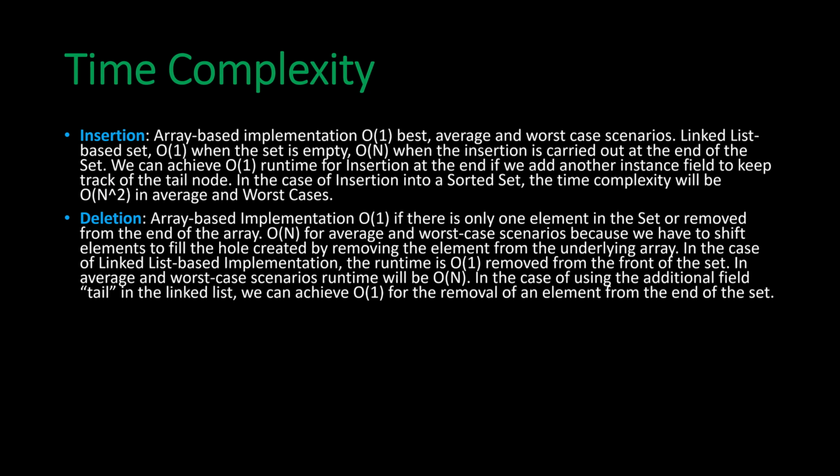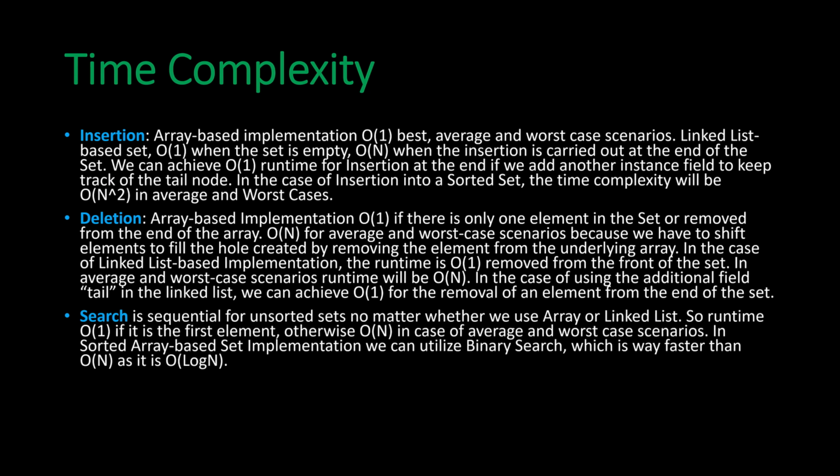In case of using the additional tail field in the linked list, we can achieve O(1) for the removal of an element from the end of the set, because in that case we do not have to iterate or traverse the linked list that is storing the elements behind the scenes, and we can directly access the last node and remove it.